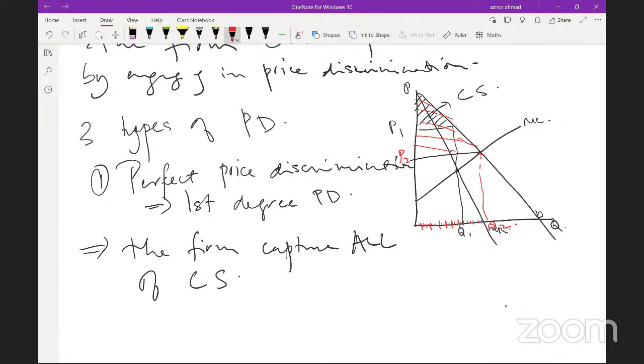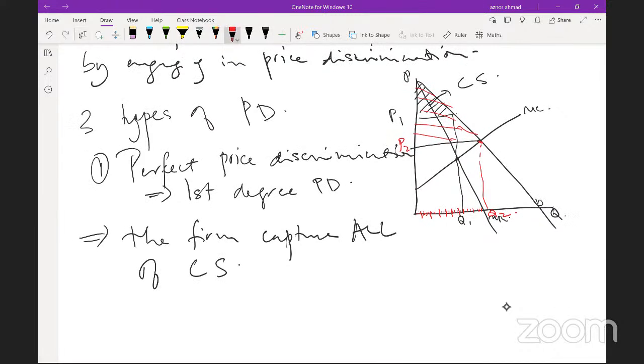Okay, that consumers are willing to pay. This is also another concept when you learn about demand, when you learn about the demand curve. Another way of explaining the demand curve is that we also call it the willingness to pay of the consumers.